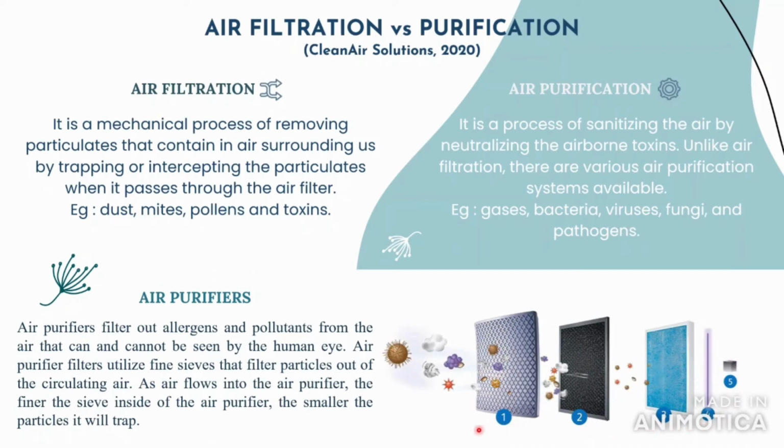So basically, the air purifier filters out the allergens and pollutants from the air that cannot be seen by the human eye. Air purifier filters utilize a fine sieve that filters particles out of the circulating air. As air flows into the air purifier, the finer the sieve inside of the air purifier, the smaller the particles it will trap.